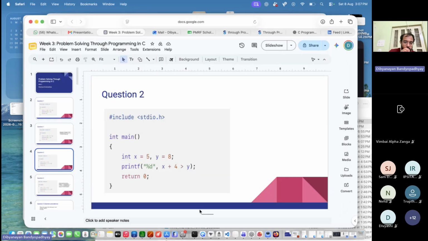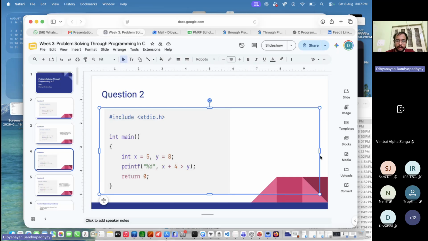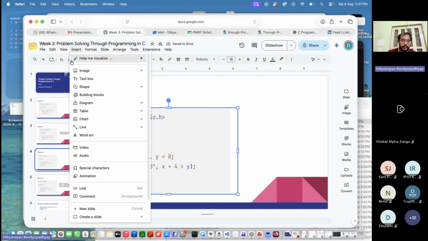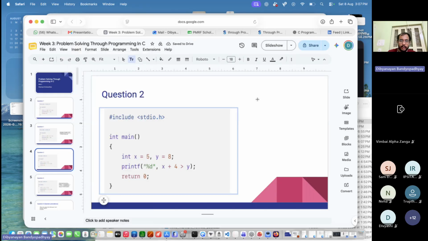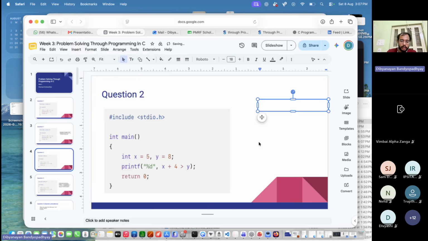So this is also very simple actually. You have to see what are the operators here. There are two operators. One is an arithmetic operator, which is plus, and one is a relational operator. In every question, you have to see what kind of operators are there.